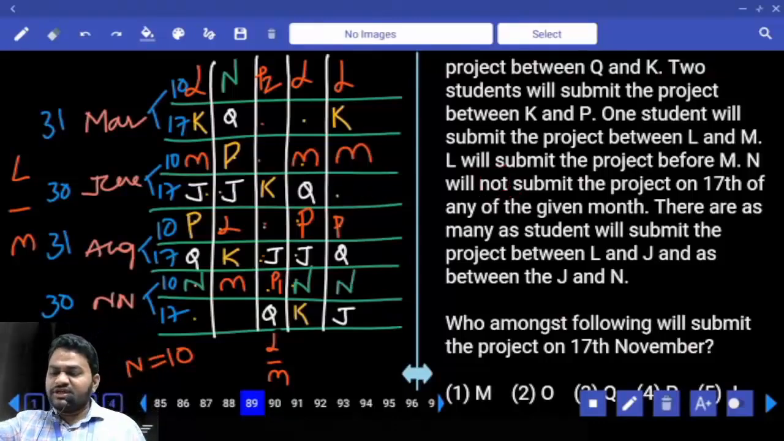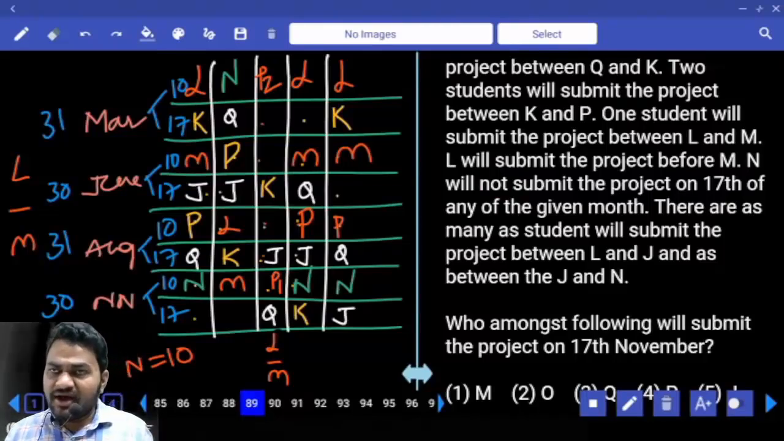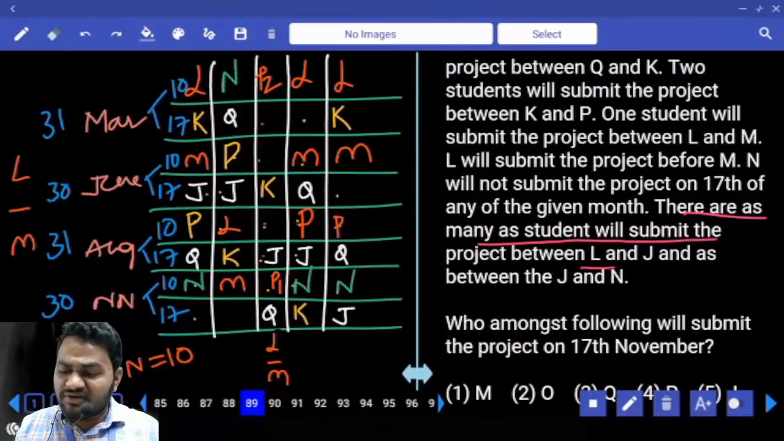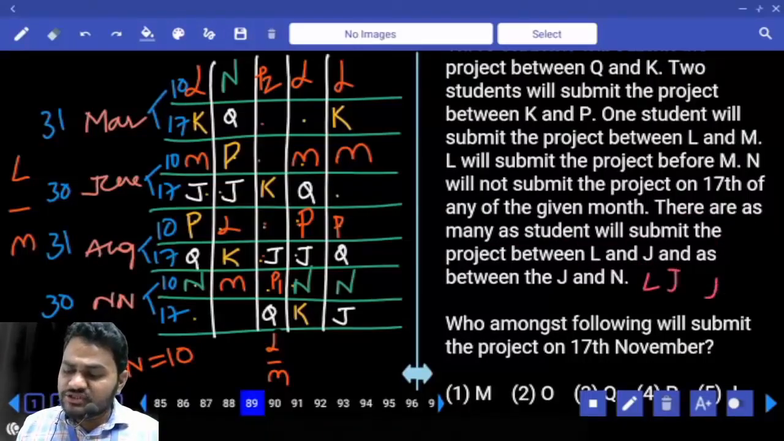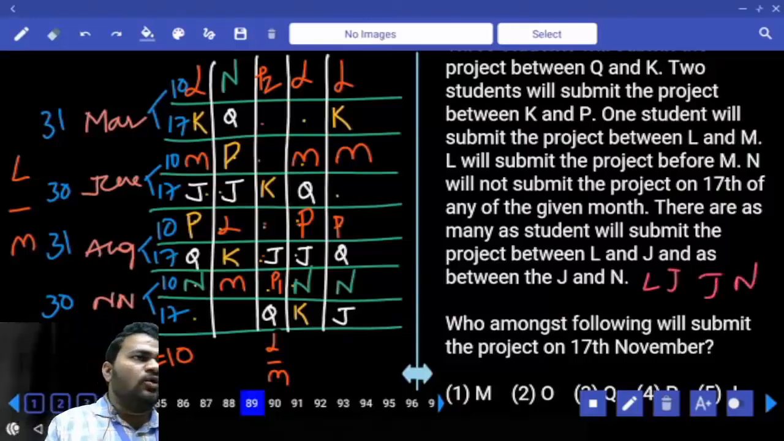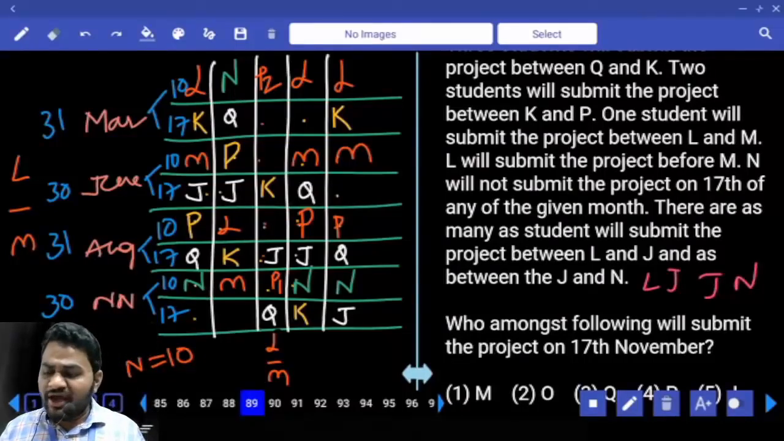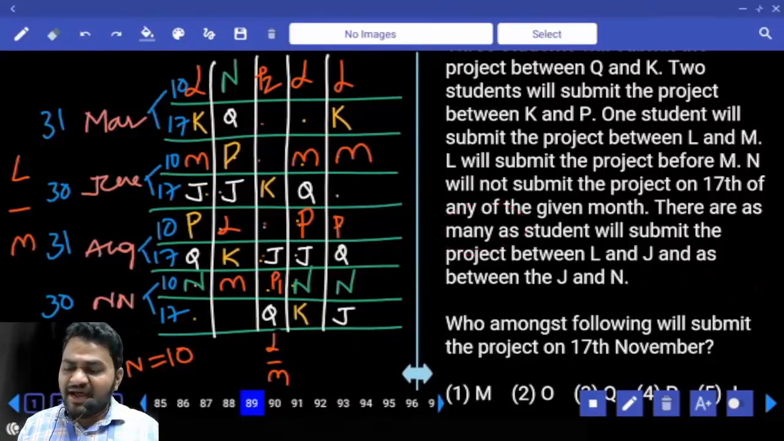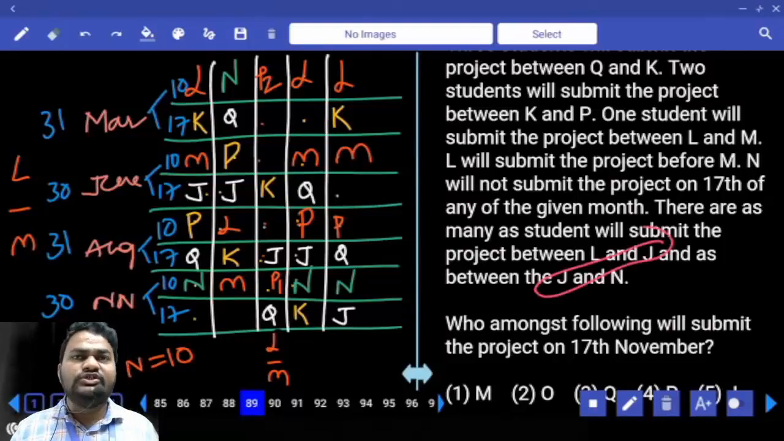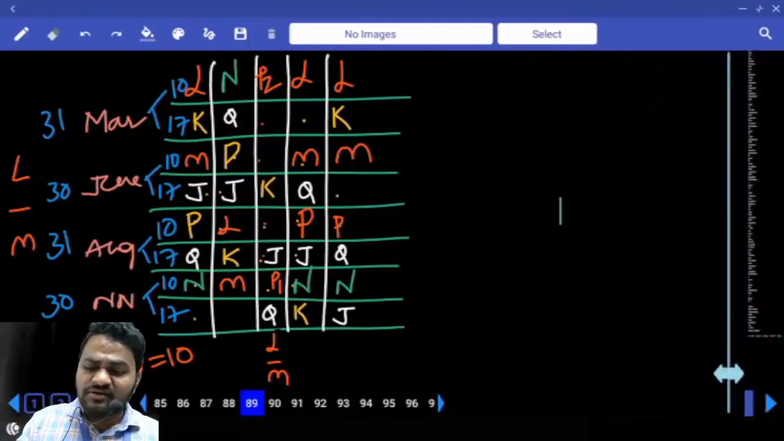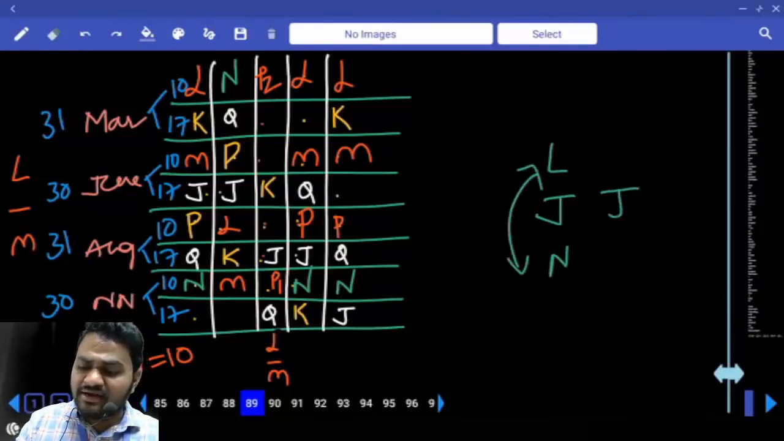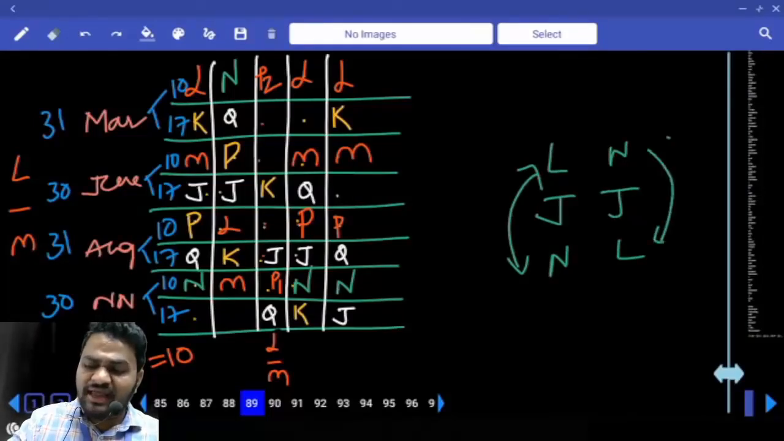And the next condition here, there are as many students who will submit the project between L and J as between J and N. L, J, J, N means we have only 3 letters. When you have 3 letters and it is given a same number of persons between them, then I can conclude that common letter is J, that J will be between L and N. J will be exactly between L and N.